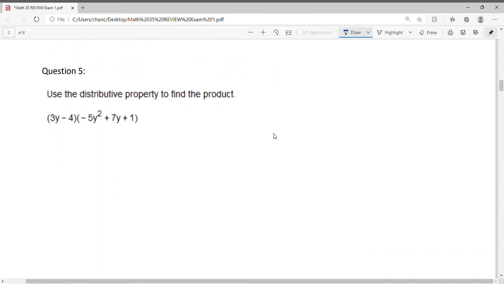Question number 5, we'll use the distributive property to find the product. So let's multiply the 3y times every term to the right. We'll do this slow. 3y times negative 5y squared is negative 15y cubed. 3y times 7y is 21y squared. 3y times 1 is 3y.